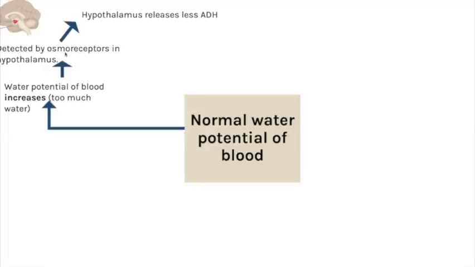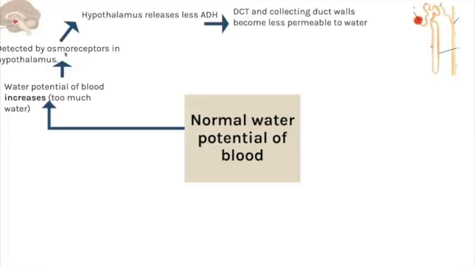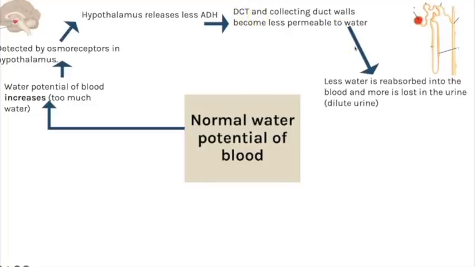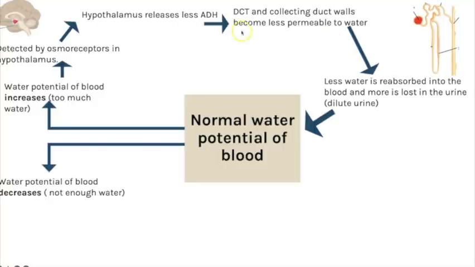The hypothalamus will release less ADH. That will cause the distal convoluted tubule and the collecting duct walls to become less permeable to water. So less water is reabsorbed into the blood and more is lost in the urine. So you'll have larger volumes of more dilute urine, and that will bring your water potential of the blood back within the normal range.